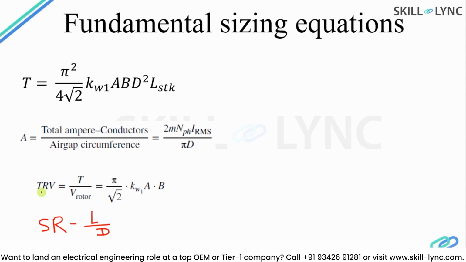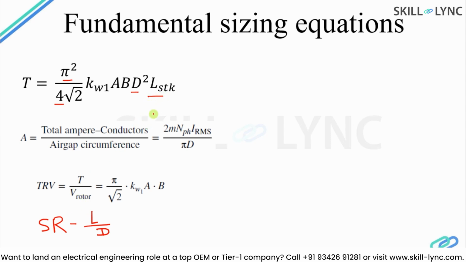Let's focus on the TRV. Basically it's the torque ratio per unit volume of the rotor. So what is the volume of the rotor? It can be determined from here: pi times D square divided by 4. If I exclude these terms, one time pi D square by 4, that is going to be the area, and if we multiply with the stack length, that is going to be the volume.